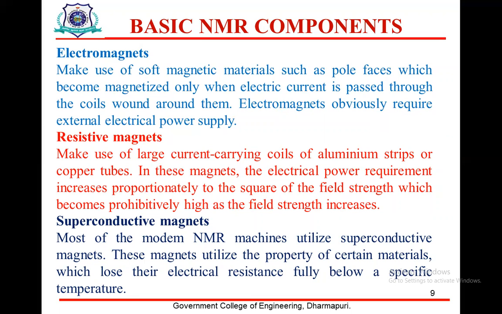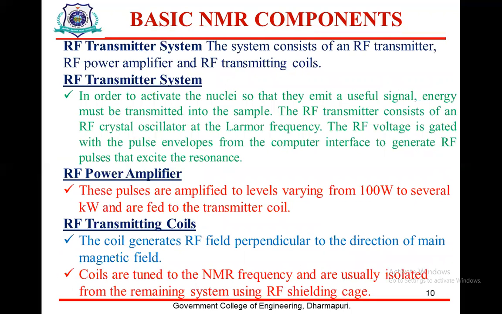Superconducting magnets. Most of the modern NMR machines utilize superconducting magnets. These magnets utilize the property of certain materials which lose their electrical resistance fully below a specific temperature.